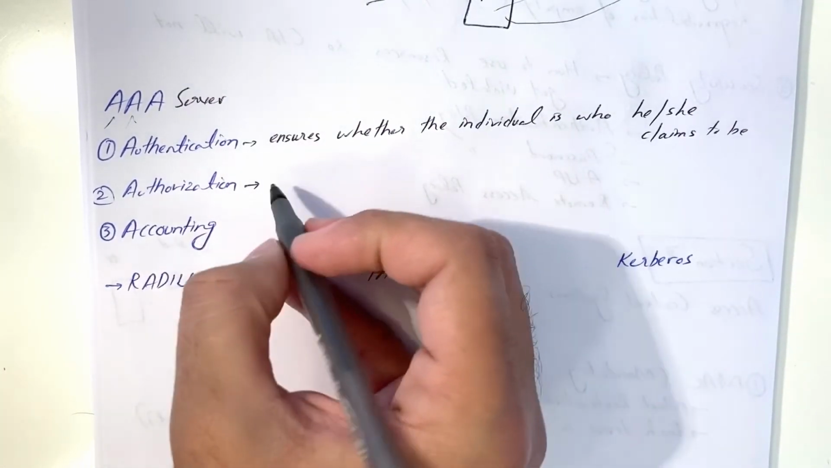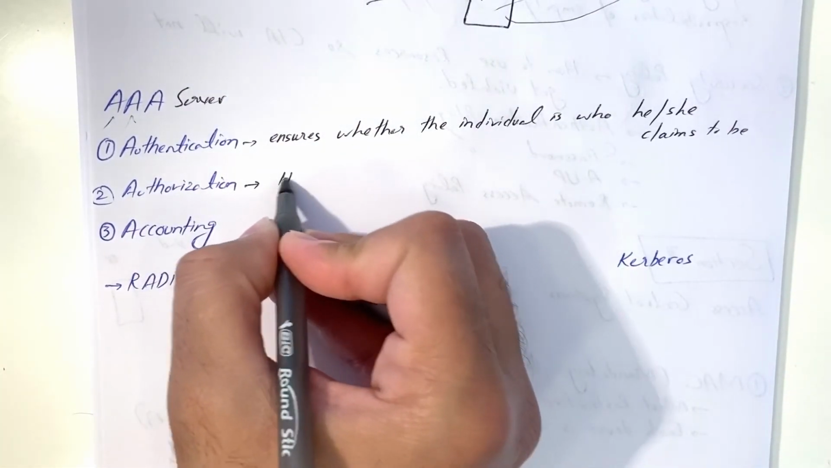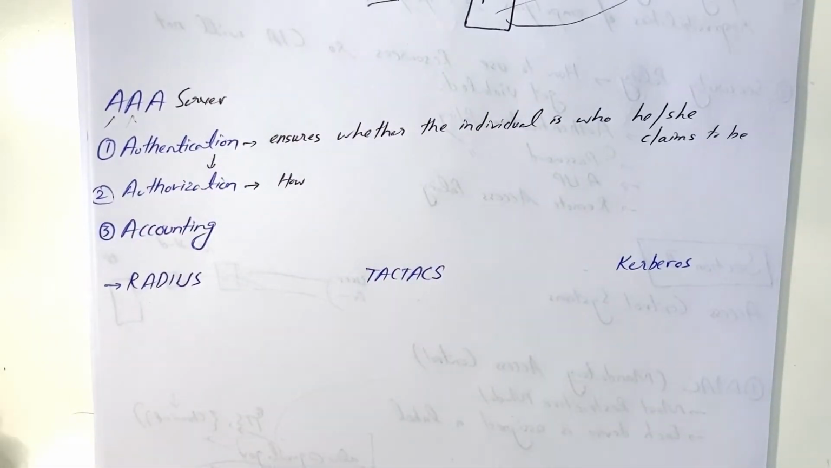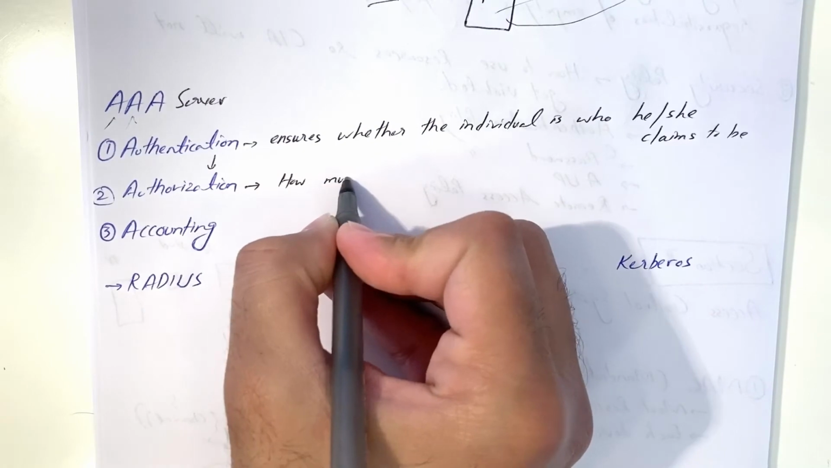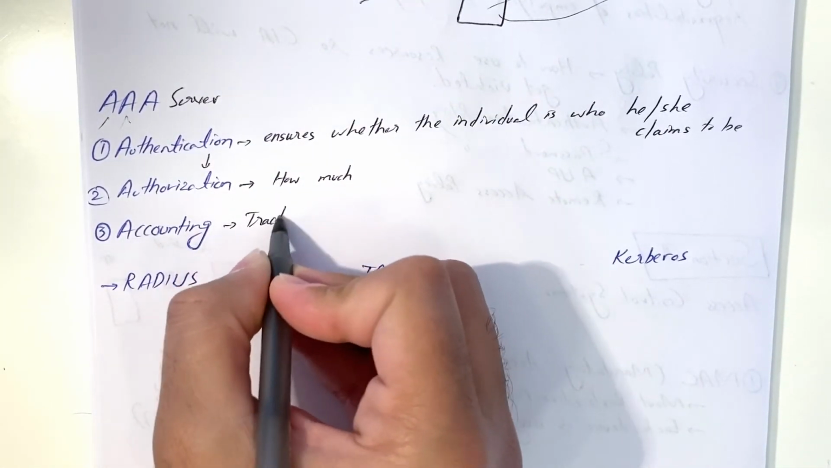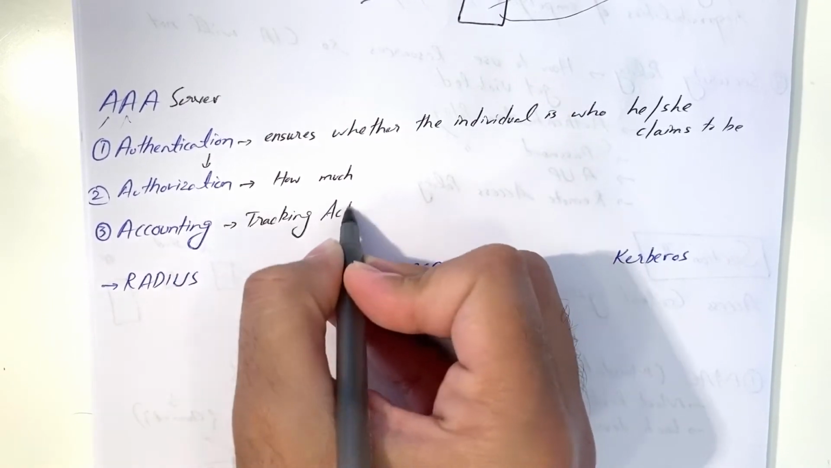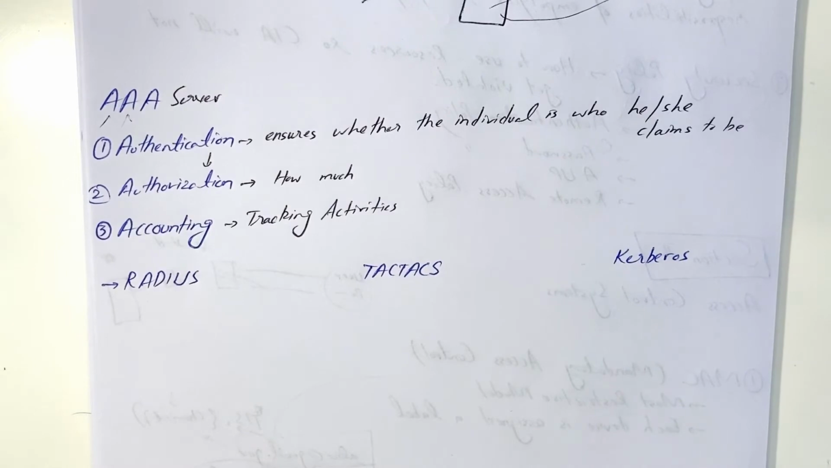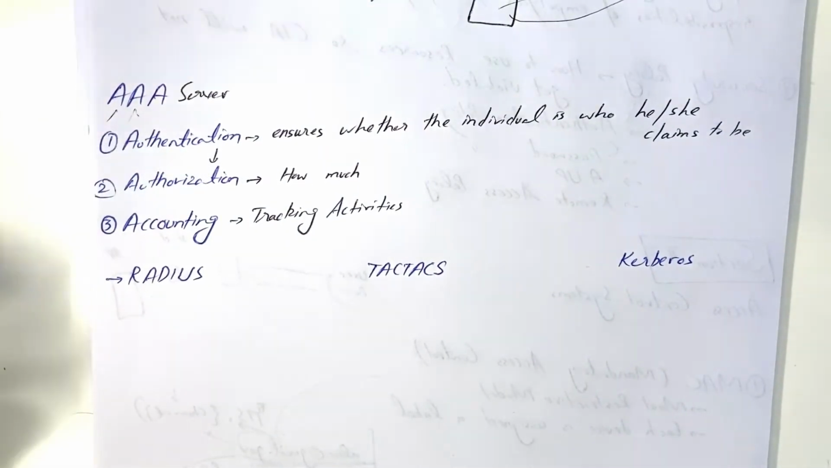Authorization is basically how much you can access. After authentication, you got authenticated, you are a legitimate user, but how much can you access? Accounting basically starts tracking activities. After giving you access to what you're supposed to access, you will be monitored. The system will start monitoring your activities. There are many AAA servers.